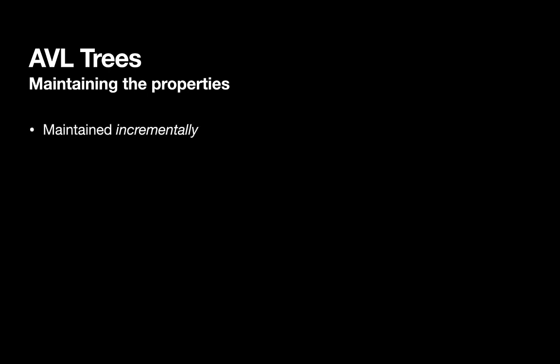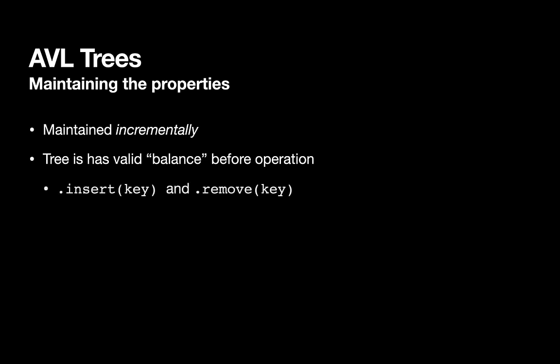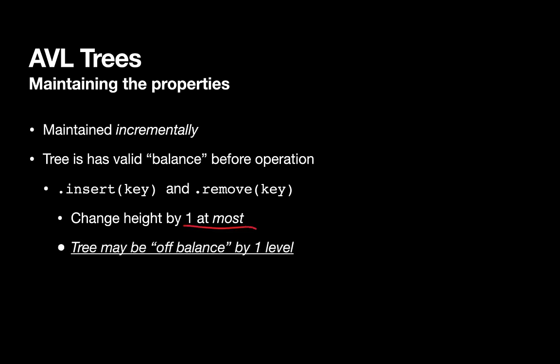Okay, so again, we are going to maintain this balance property incrementally. And we're going to assume that before we do an insert or remove, the tree has already maintained the balance constraint, and we can consider it to be balanced in terms of the AVL tree. So both the insert and the remove may change the height by exactly one node. The insert will add a new leaf. The remove may end up removing a leaf. But that's just one node, so at most we're changing the height by 1. So the tree may be off balance by 1 level. Okay, instead of having a difference of height of 1, some subtrees may have a difference in height of 2.